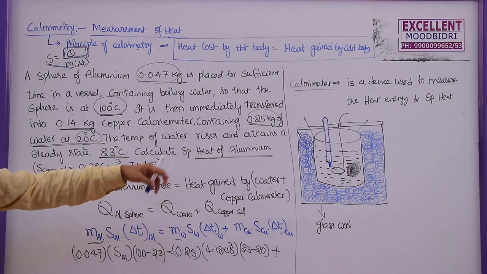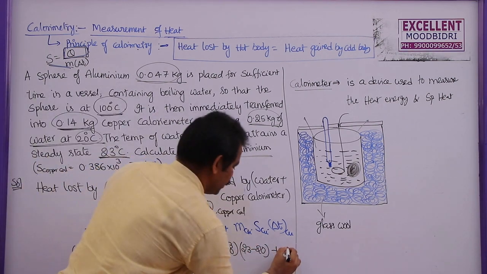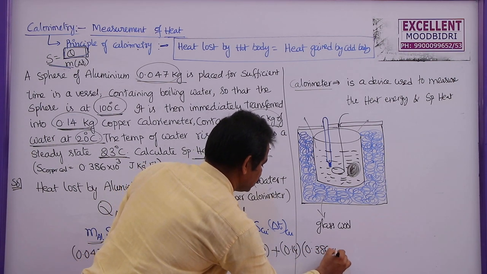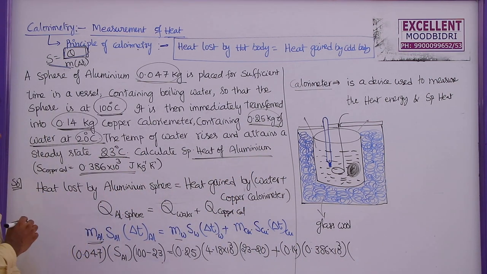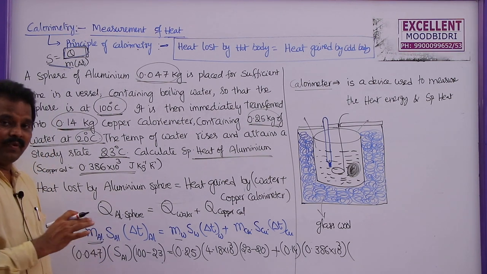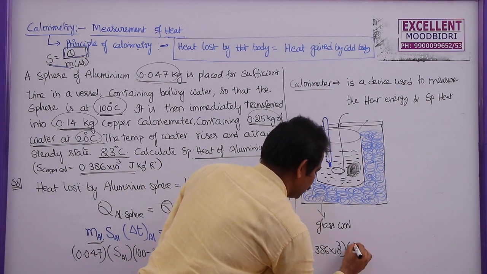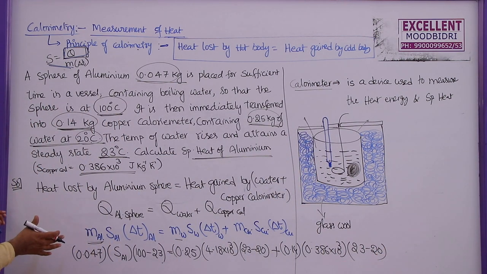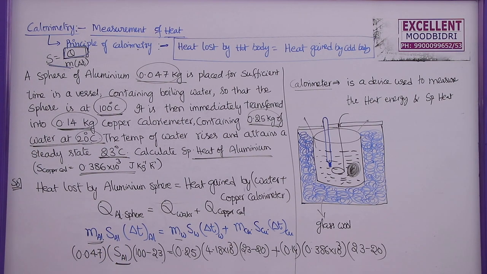What is the heat gained by copper calorimeter here? Mass of the copper calorimeter is 0.14. So I am taking this as 0.14 into 0.386 into 10 power 3. This is given in the bracket, 0.386 into 10 power 3 joules per kg per Kelvin for copper calorimeter. And the temperature of the copper calorimeter also increased from 20 to 23. So you can write 23 minus 20. Now by simplifying this equation we can find out the specific heat of aluminum.